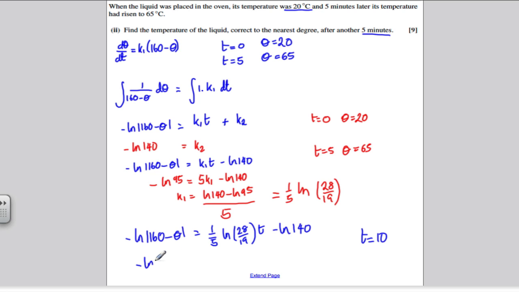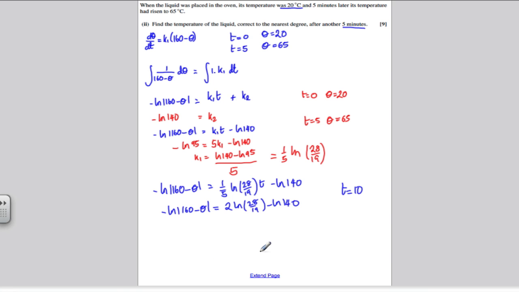So when t is 10, I need to substitute 10 into this and solve for theta. So I would get minus ln of 160 minus theta, and I'm going to substitute in here, well, 10 times a fifth is 2 ln 28 over 19 minus ln 140. So I need to work out this whole side here. I'm going to tap that in my calculator: 2 ln 28 over 19 minus ln 140. On this side I'm getting minus 4.166, so minus ln of 160 minus theta is equal to this.